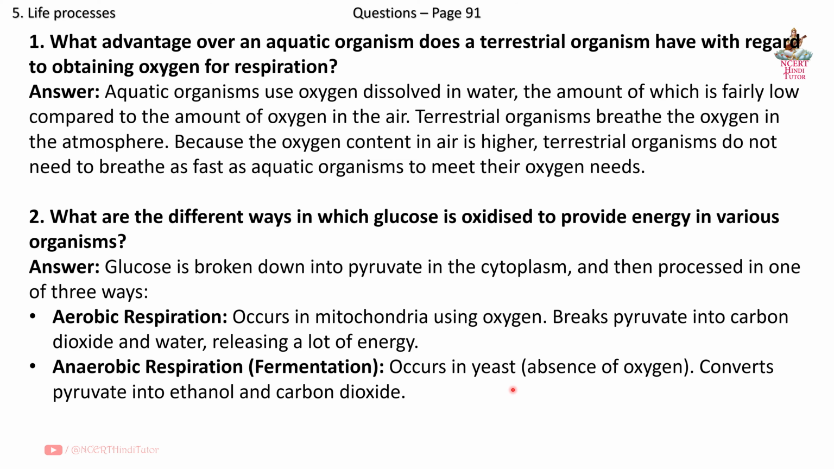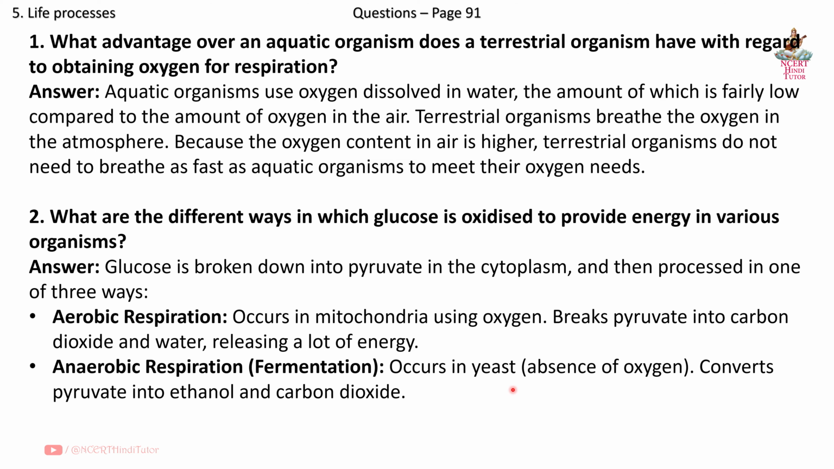It is carried by the respiratory pigment hemoglobin, which is present in red blood corpuscles and has a high affinity for oxygen. Carbon dioxide, since it is more soluble in water than oxygen, is mostly transported in the dissolved form in our blood plasma.